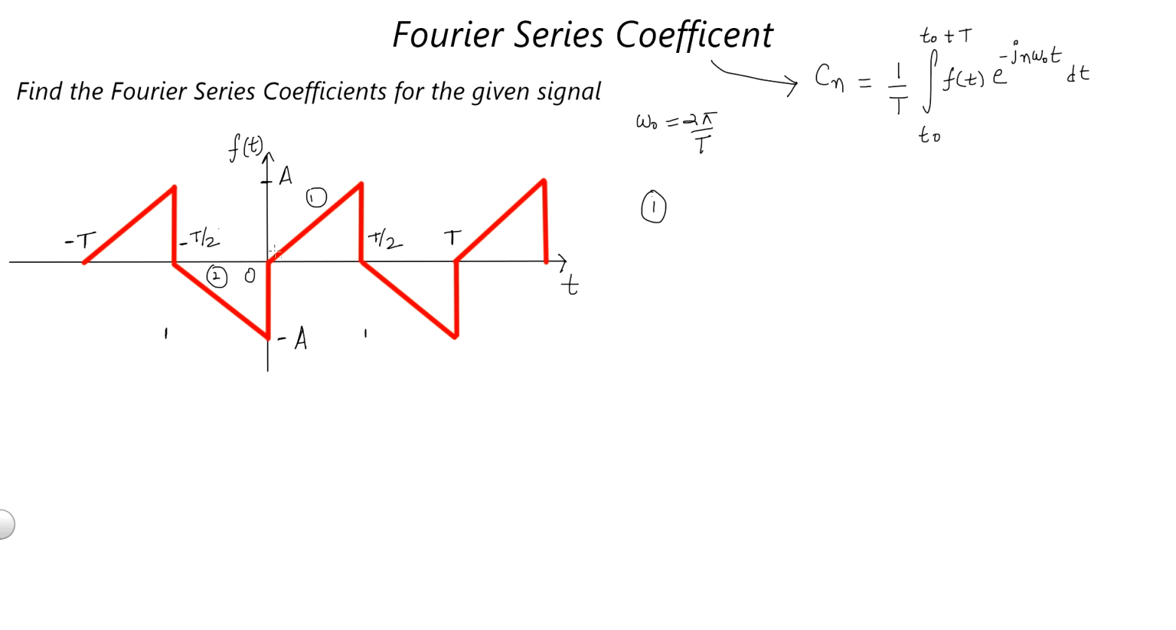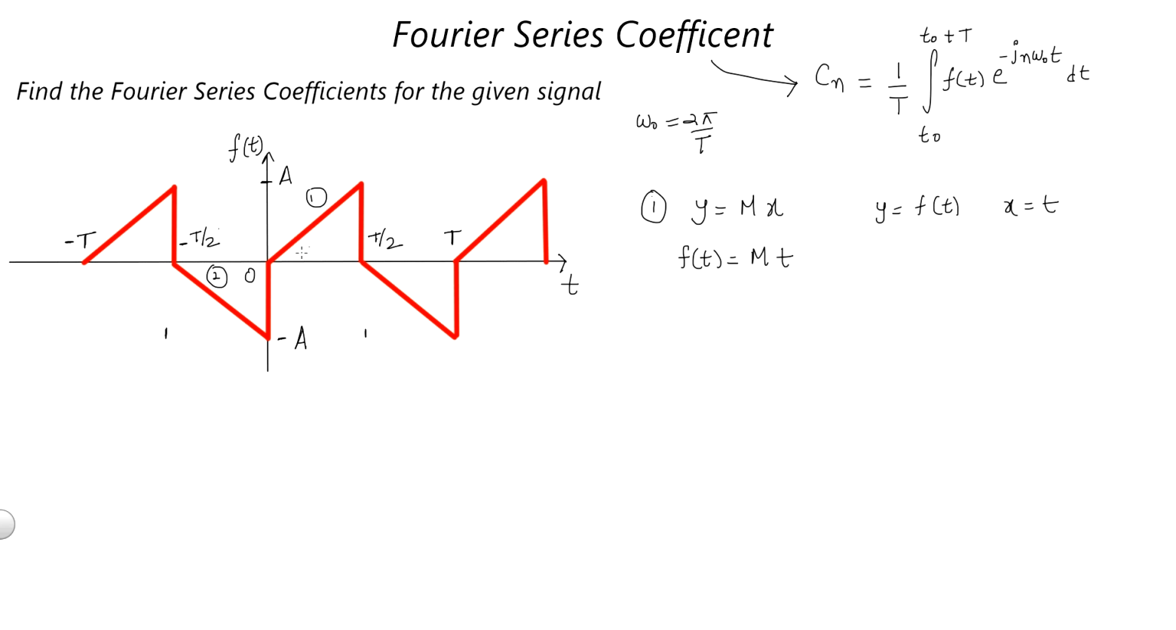So for the first part, as we can see, this line from 0 to T by 2 passes through the origin. For a line passing through the origin, the equation can be written as y equals mx, where m is the slope of this line, y is equal to f of t and x is equal to t as concerned with this graph. So f of t is equal to m into t by substituting the values of y and x.